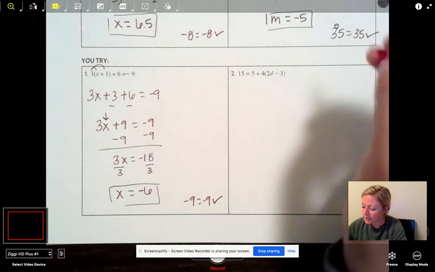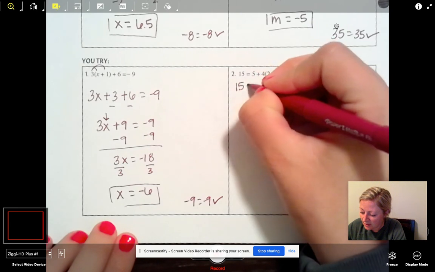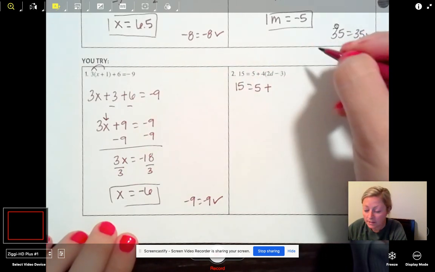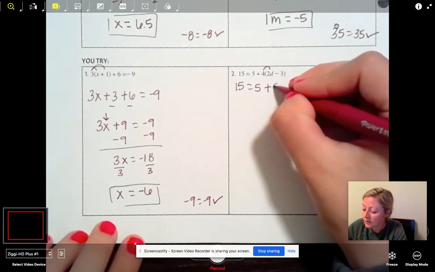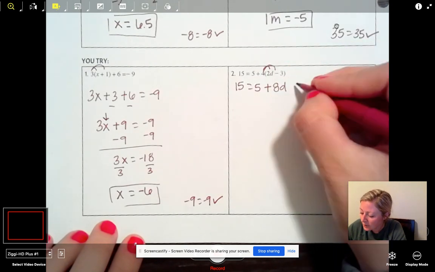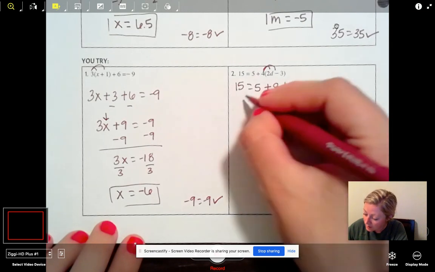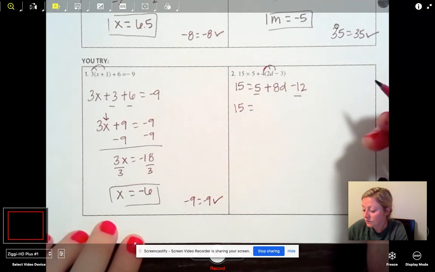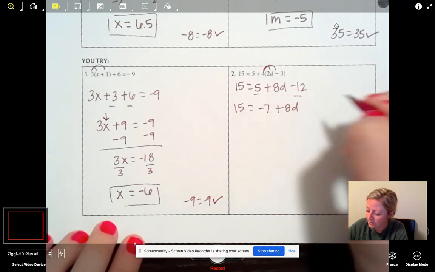One last one here for our notes today. Well, 15 can't do anything to it. Can't do anything to the 5 yet, but now look, I have that 4 on the outside, so let's distribute. 4 times 2d would give me 8d. 4 times negative 3 is negative 12. We have some like terms now, folks. Drop down that 15. 5 minus 12 gives me negative 7 plus 8d.